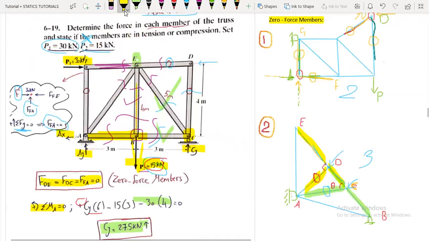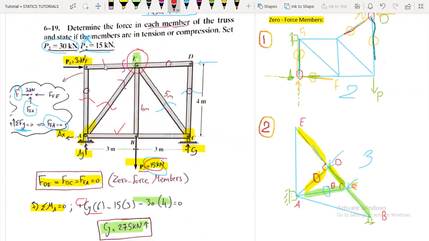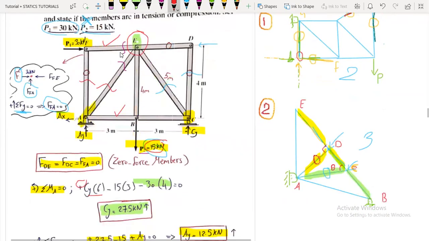Now, joint A. Now we can move either to joint A or joint E. So here at joint A, we have this force member is 0. We have this unknown, and this we have already found, FAB. Then we will move to joint E and find finally FEF.